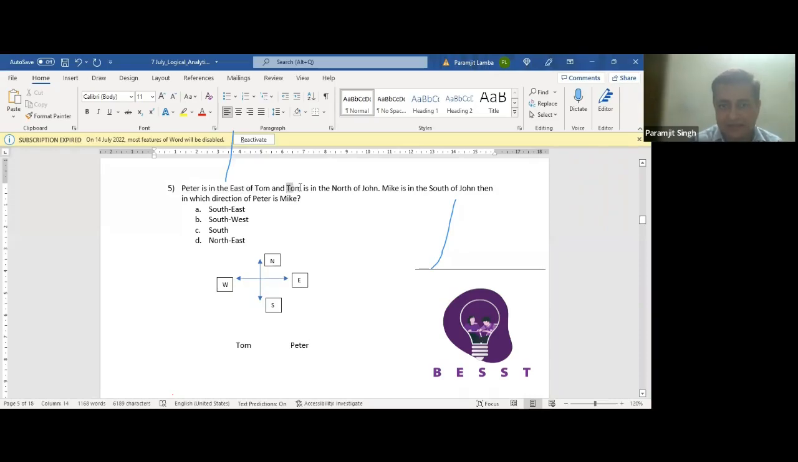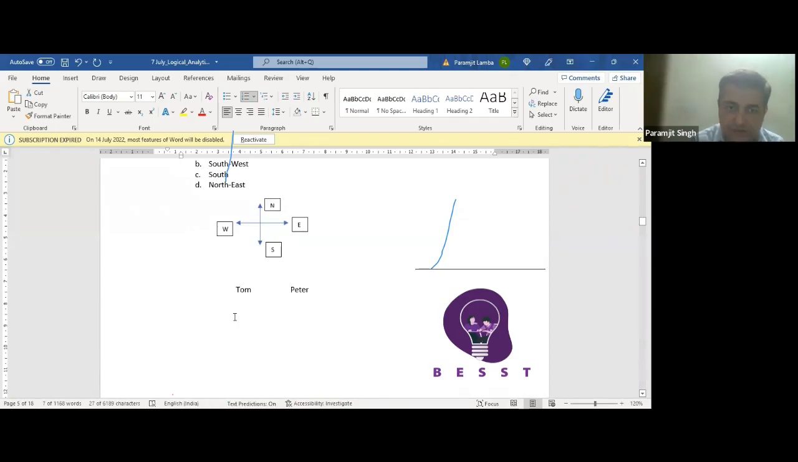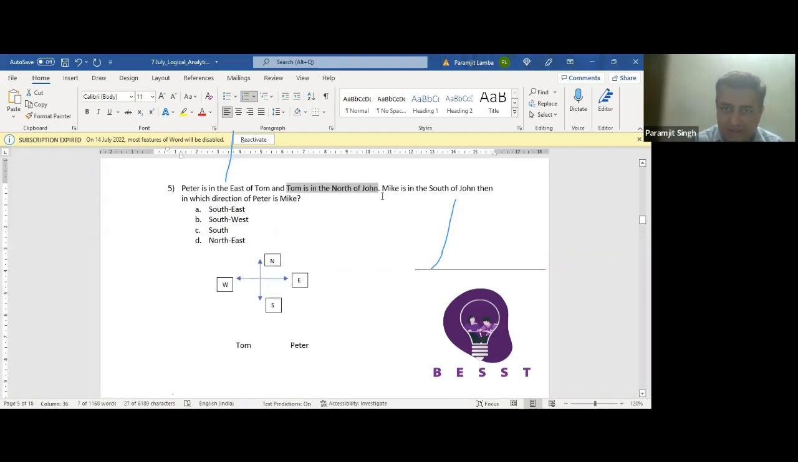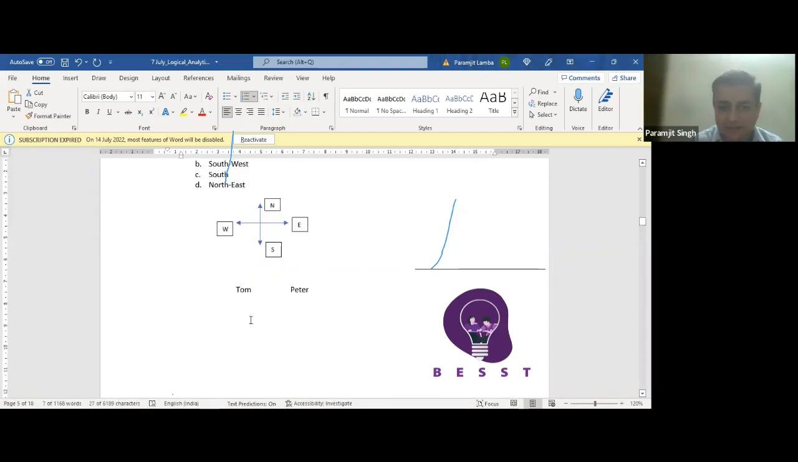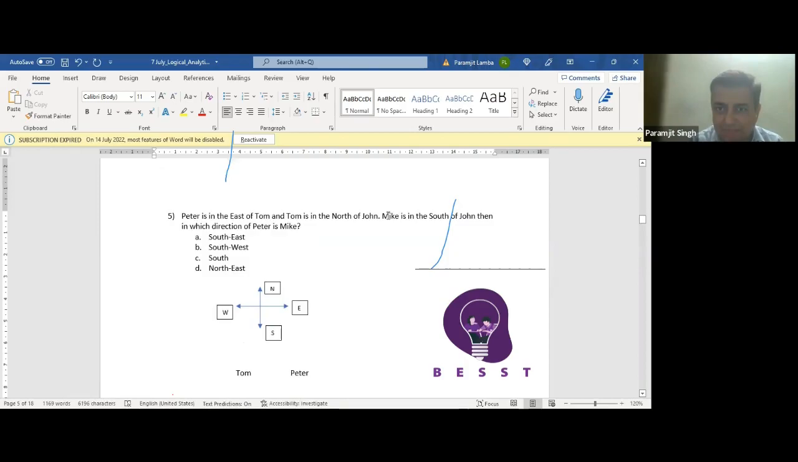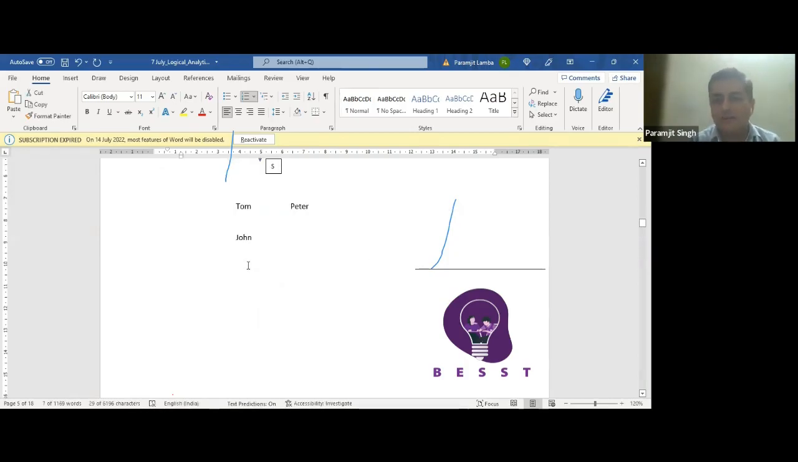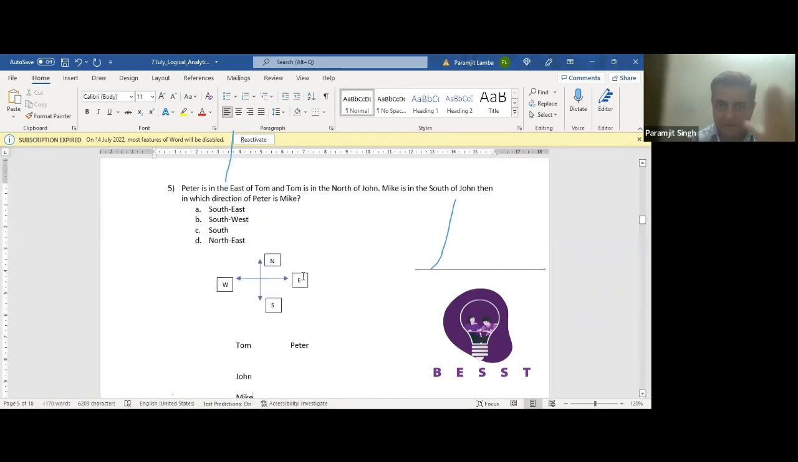Now, next part is Tom is in the north of John, which means John is in the south of Tom. If John is in the south of Tom, where should I write John? Above Tom or below Tom? Remember, John is in the south of Tom. The next part is Mike is in the south of John. So where should I write Mike? Above John or below John? Below John. Now we've got the location of everyone.